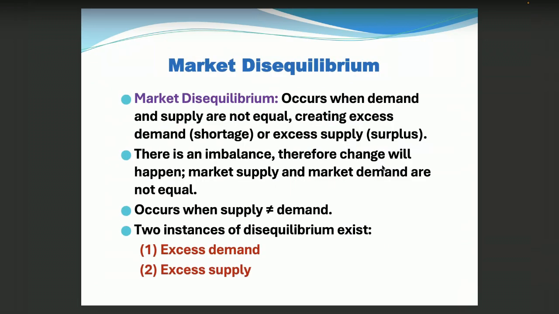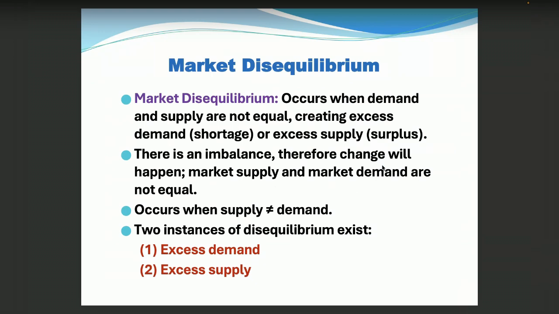All right. Disequilibrium, on the other hand, is any other point where demand and supply are not equal, and that will result in excess demand or excess supply. Excess demand means too few products. If the demand is too high but the products are too few, there will be a shortage because not everyone can buy it. But if there is too much production and people don't want to buy it, then we'll have too much surplus left behind. There will be an imbalance, therefore change will happen, and market supply and market demand will not be equal at this point.